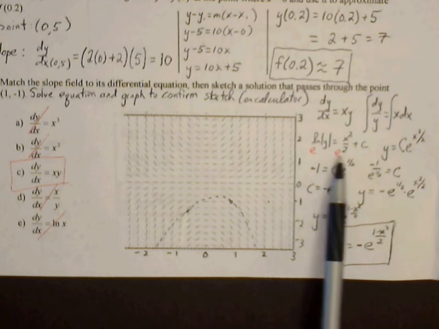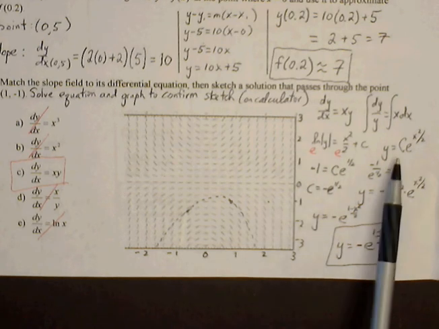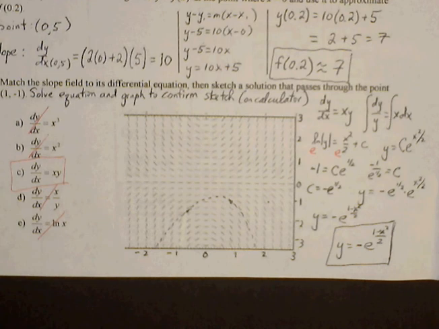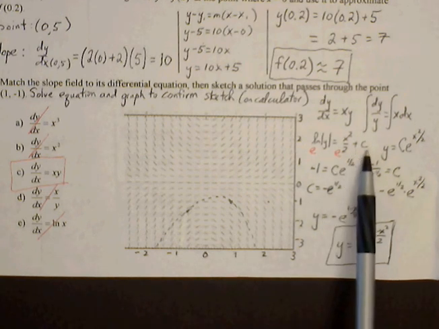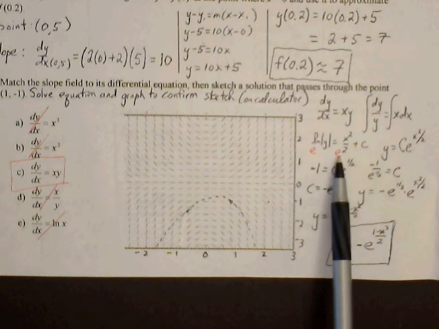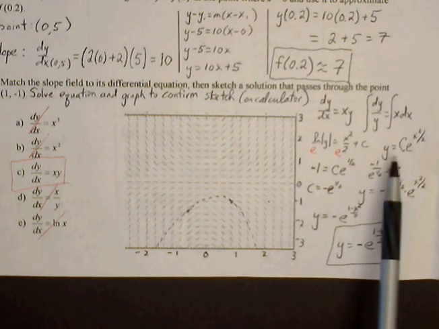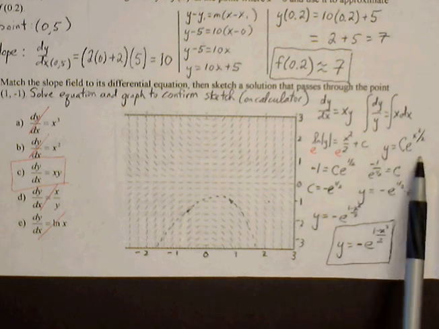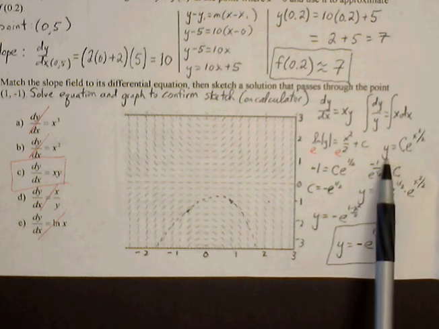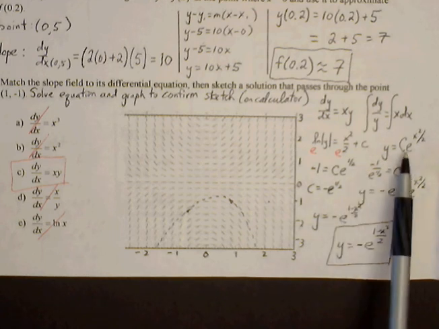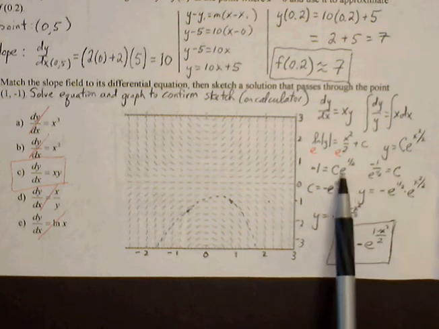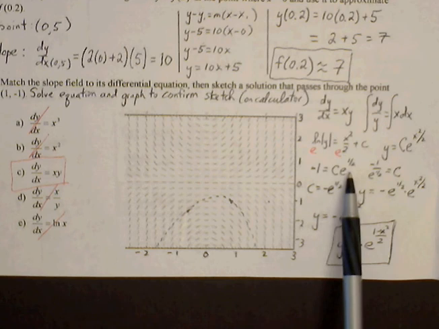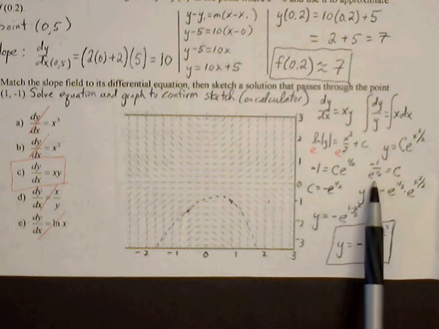We raise both sides with e as the base, so the left side will simply give us y. And the right side will give us e to the x squared over 2 times e to the c. We know that e to the c is simply a constant, so we can pull the constant in front. So now we have our general solution. We can find our specific solution by plugging in our ordered pair: 1 plugged in for x, -1 for y. e to the 1/2, we can divide to the other side. So -1 over e to the 1/2 is equal to c.